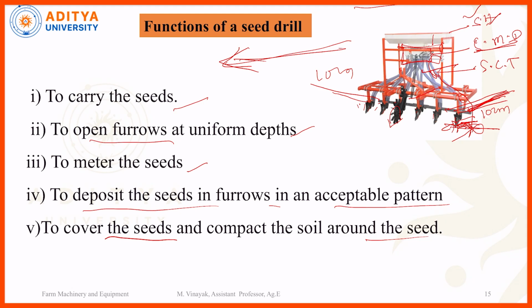So if it does not cover the seed, what will happen? The birds or any pests and diseases will attack that seed, so it may not germinate. Okay. So uneven germination also happens without covering the seed with the soil. Okay. These are the functions of the seed drill.